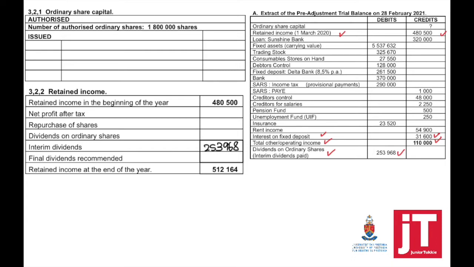Retained income note. They specifically said to you from the pre-adjustment trial balance, the retained income in the beginning of the year was 480,500. But if you have a look on the note, they provided that figure to you and they provided the figure at the end. If you look at dividends on ordinary shares, it's an expense, but it forms part of the distributions of profits. And this is why we're going to take it to the retained income as interim dividends.